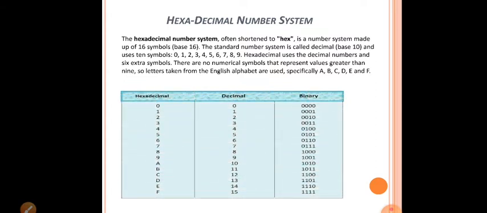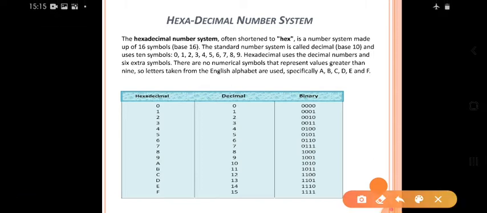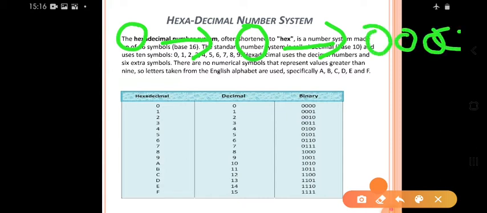And this is very clear in the following table which I have presented in front of you all. Just see this one. Here 0 is represented as 0 in decimal, and in binary it is represented as 0 0 0 0, that means 4 zeros. One more thing you have to make clear: in binary it is 2, in octal 3, and in hexadecimal 4, that means a grouping of 4.